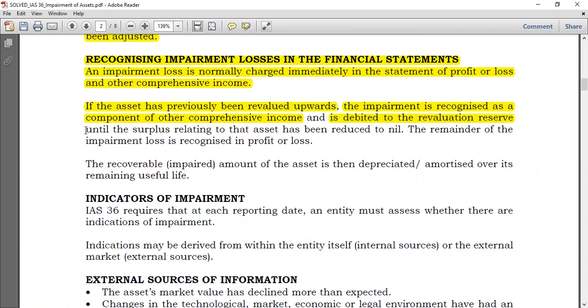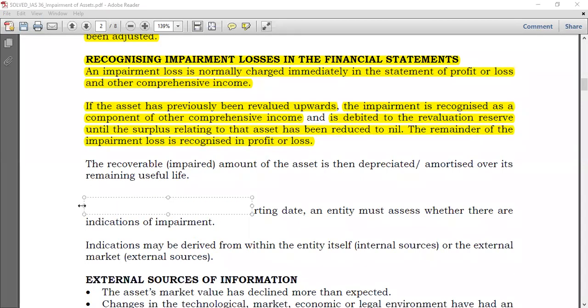That's why, as I told you, you take it to the other comprehensive income until the surplus relating to that asset has been reduced to nil. And the remainder of the impairment loss is recognized in profit or loss. What do I mean by this? Actually, I could show an illustration here so that you get me well before going to an example. Let's take a look now.